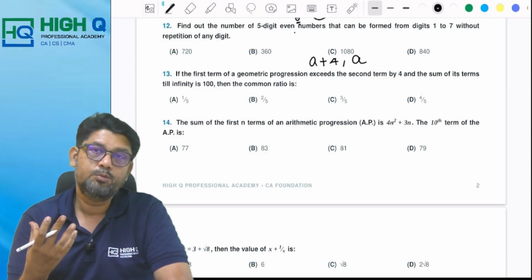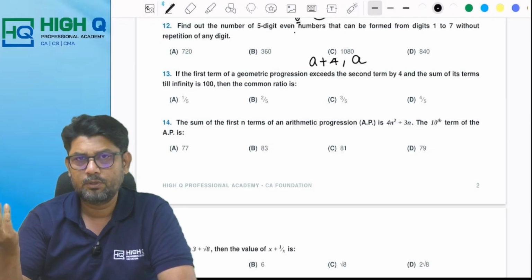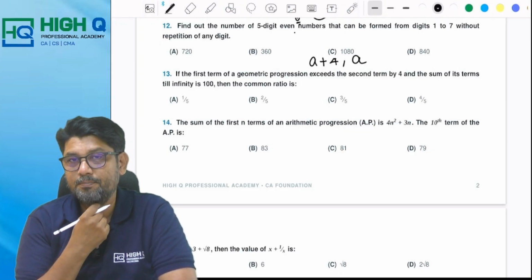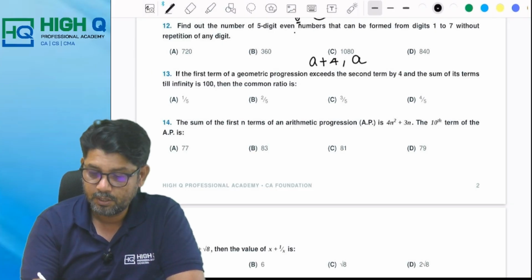Is that correct, sir? What if I assume the first term is A and the second term would be what? A minus 4, of course. But this is a simple one, my dear. Second term, let us assume it as A. Then the first term is going to be A plus 4.